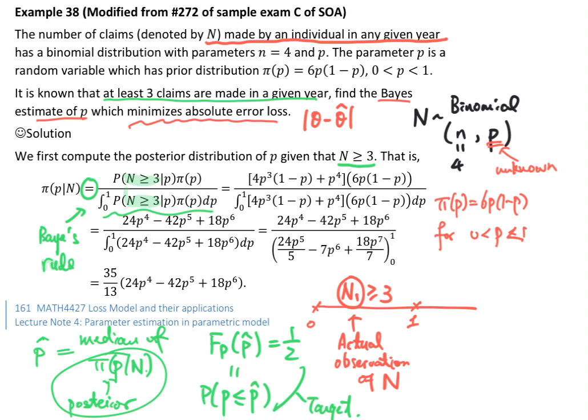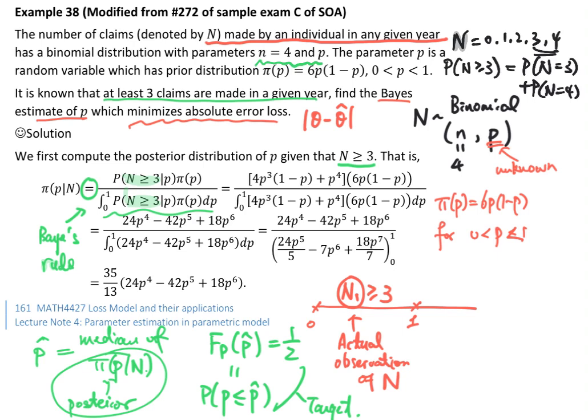Remember, this is a random variable which follows the binomial distribution with n equal to 4. That means this binomial random variable can only take the values 0, 1, 2, 3, 4, isn't it? If you are asking for the probability that n is greater than or equal to 3, it will just equal the probability that n equals 3 plus the probability that n equals 4. Only two choices.